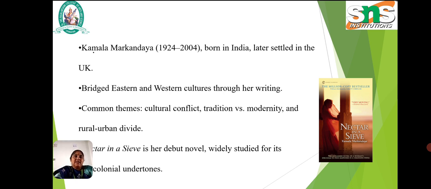The themes she has dealt with in her novels focus on the cultural conflict that Indians faced during colonialism, and also how people adapt to modernity, that is the conflict that arises between tradition and modernity, and the rural and urban division. Nectar in a Sieve, we can say, is a debut novel which focuses widely on the study of post-colonial undertones.